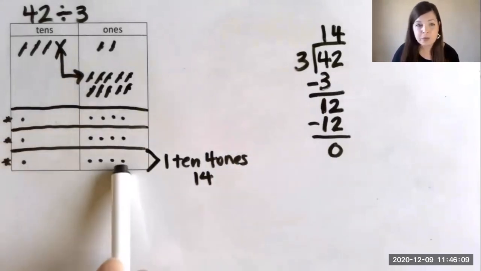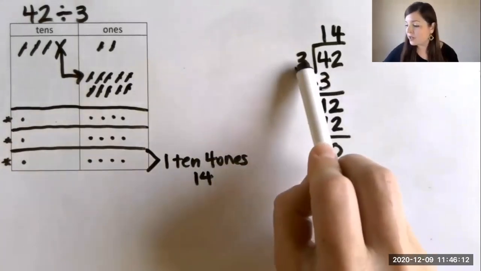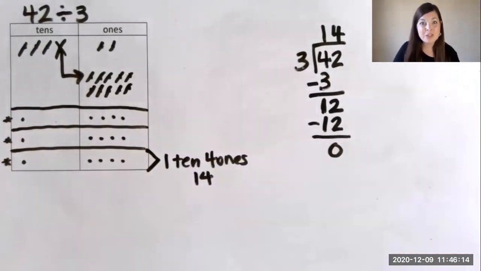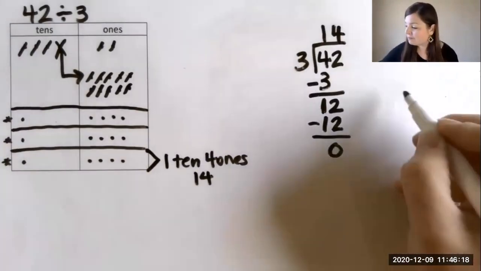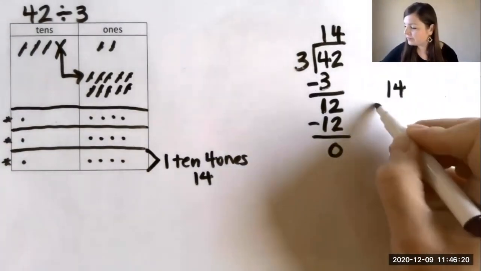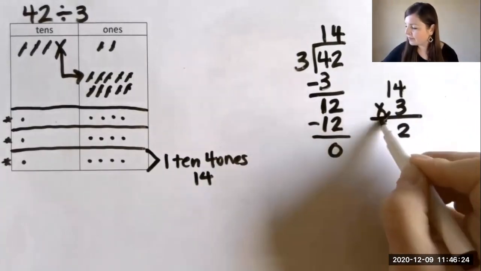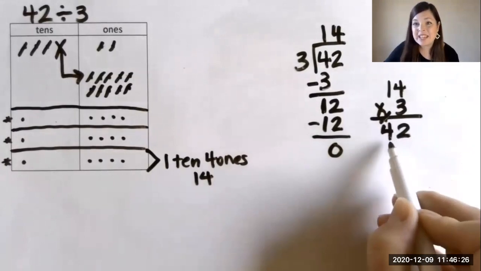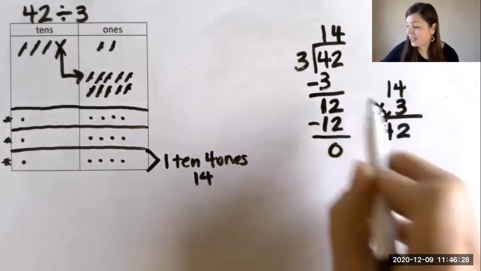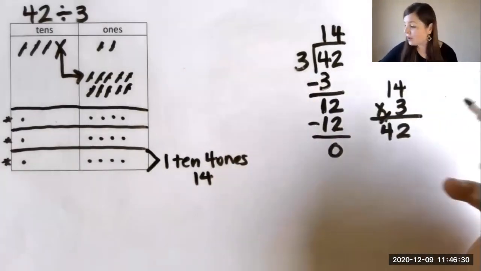1, 2, 3 groups of 14 here, and 3 groups of 14 here, which means we can check our division using multiplication. So let's do that. And since we get a product of 42, and that's the whole that we started with, we know our division is correct.